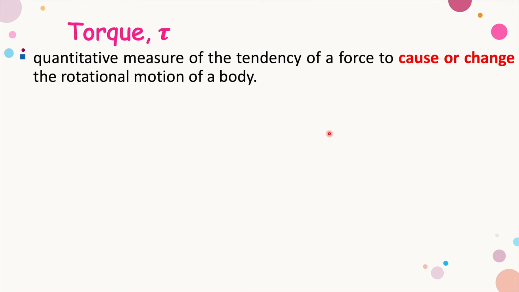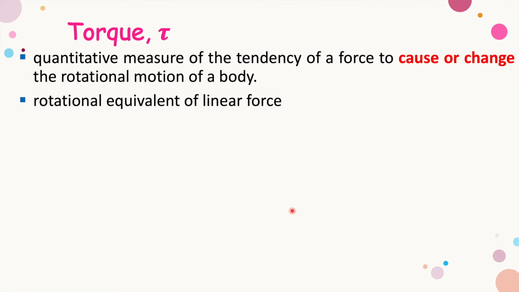Torque is denoted by the Greek letter tau. This is simply the quantitative measure of the tendency of a force to cause or change the body's rotational motion. Or in layman's terms, this is simply the rotational equivalent of force in linear motion. For example, in linear motion, if you have an object and you apply a net external force onto that object, of course that object will tend to accelerate, right? From the word itself, F is equal to ma.